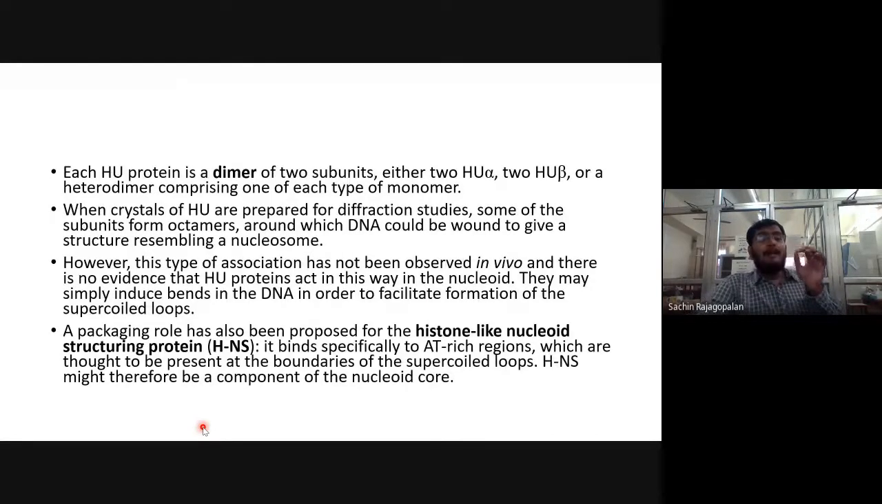Okay. Now, the HU protein that may be present here, they normally form a dimer. What is a dimer? You have two subunits. So it is HU alpha or HU beta.